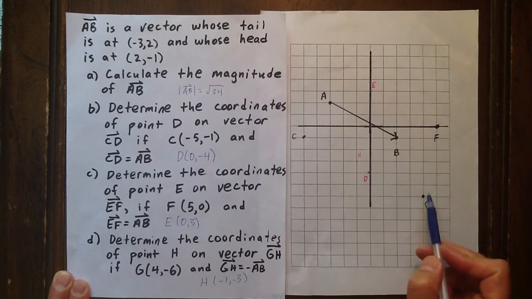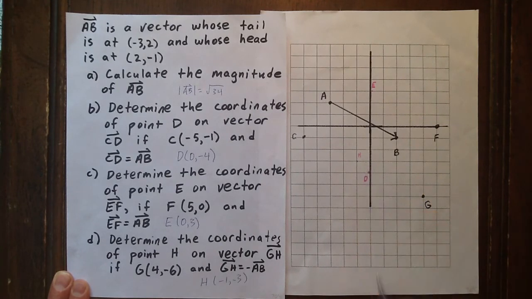And we do that, one way to do it is by counting squares when we're first learning vectors.